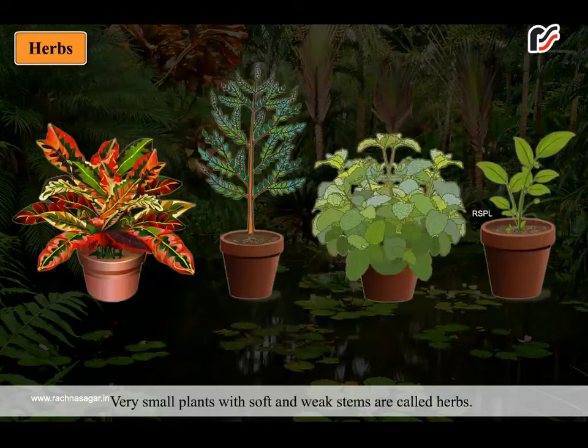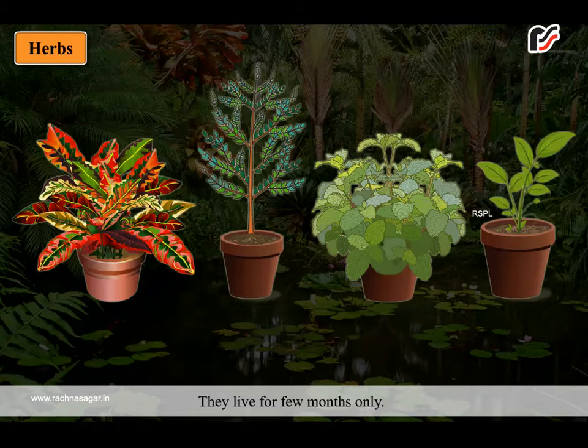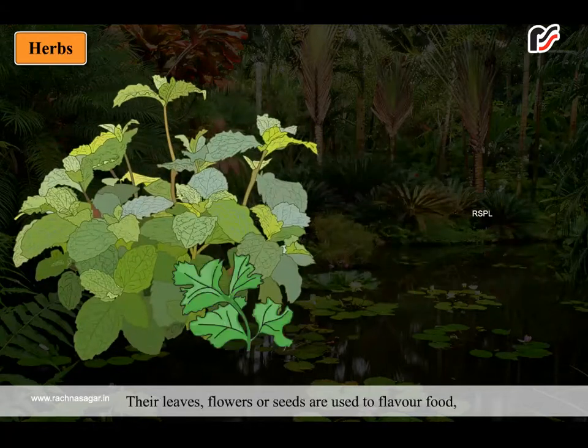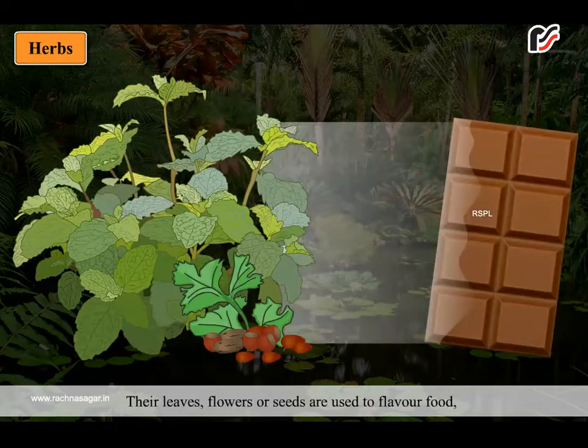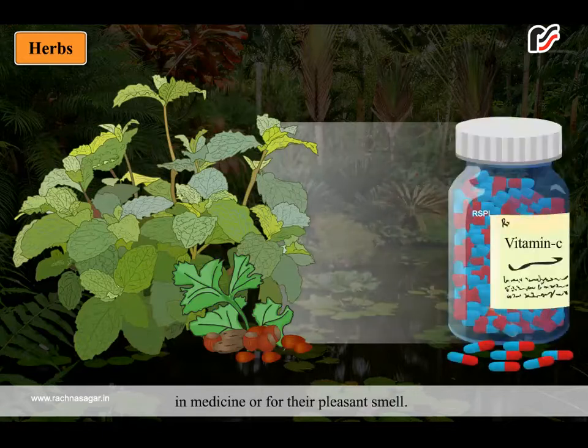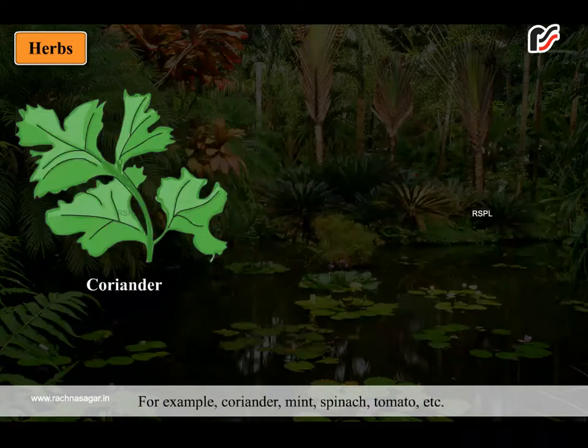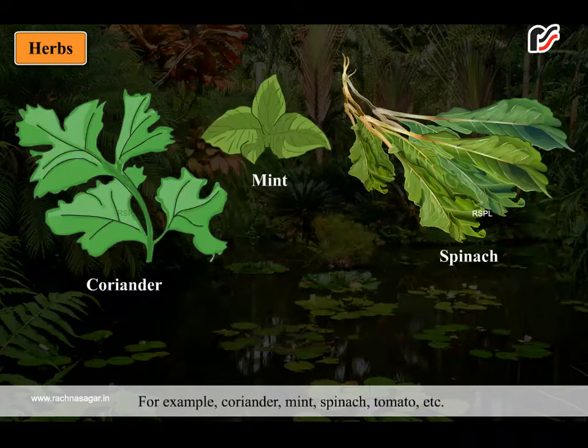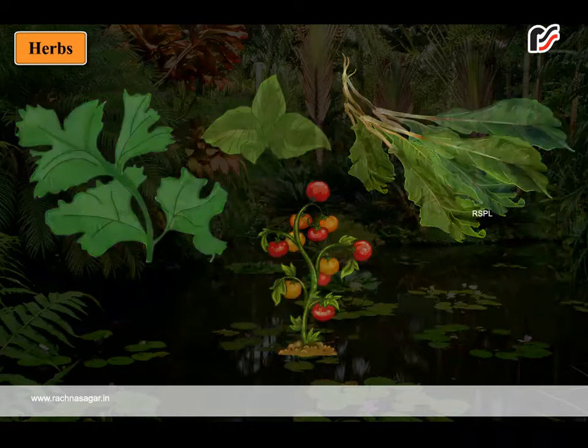Very small plants with soft and weak stems are called herbs. They live for few months only. Their leaves, flowers or seeds are used to flavor food, in medicine or for their pleasant smell. For example, coriander, mint, spinach, tomato, etc.